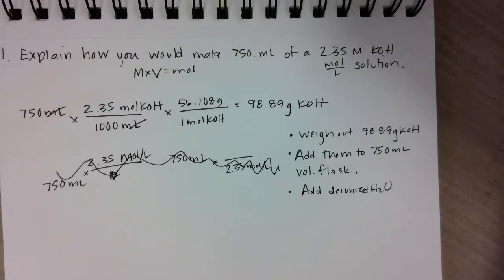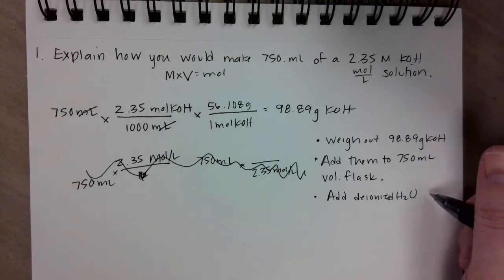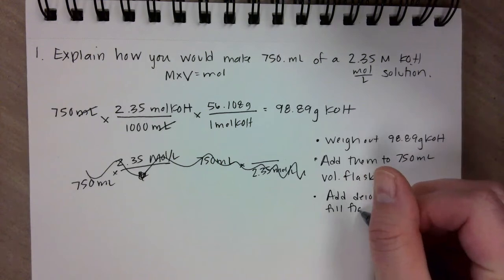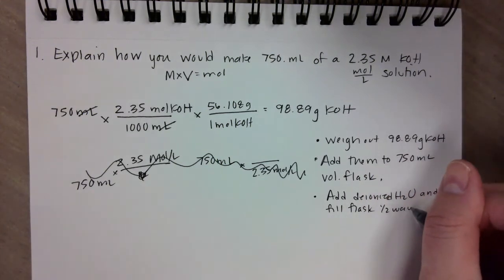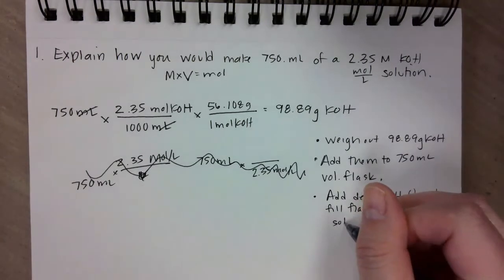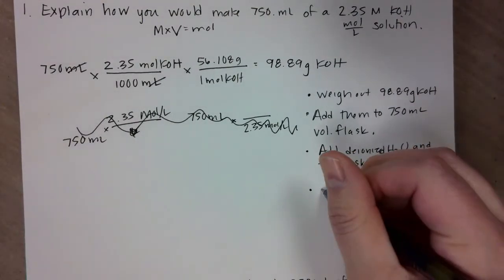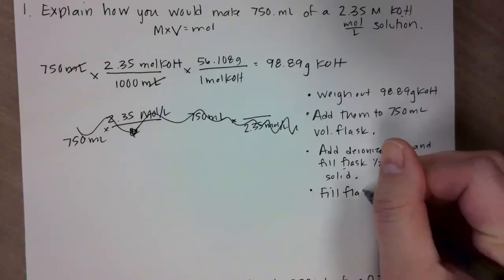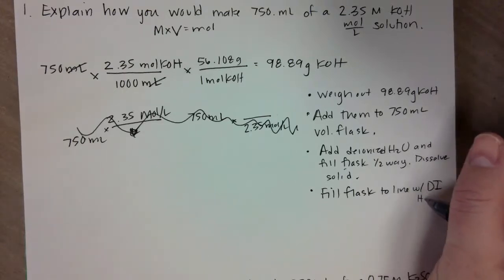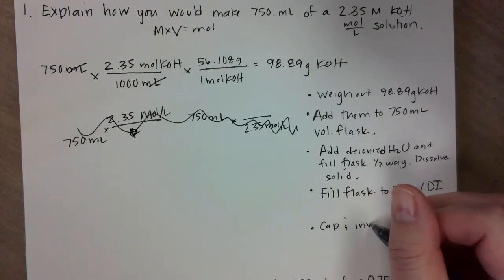Deionized water is run through a filter and it takes out all the extra ions that could potentially go in and have a side reaction. So you're going to add deionized water and fill the flask halfway, and then I'm going to dissolve the solid. Okay. Then we are going to fill the flask to the line with deionized water, and then you are going to cap and invert to mix.